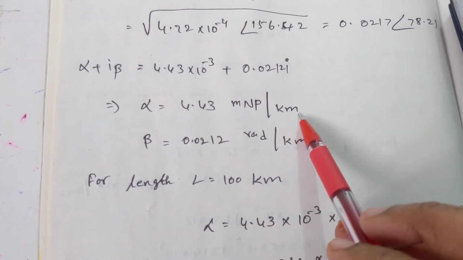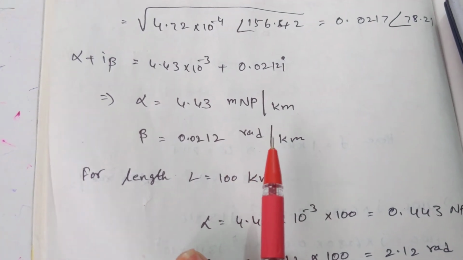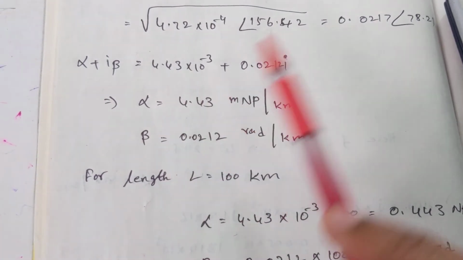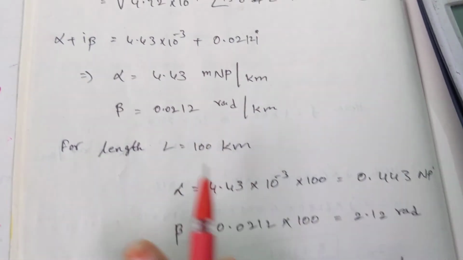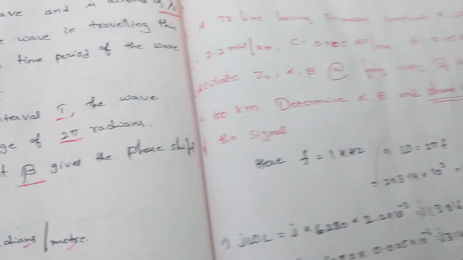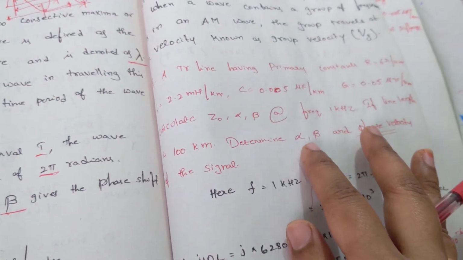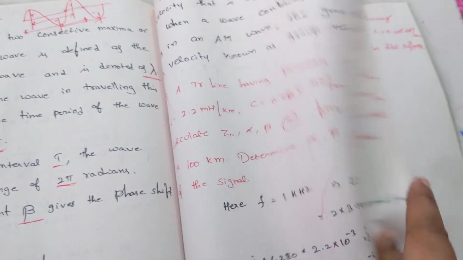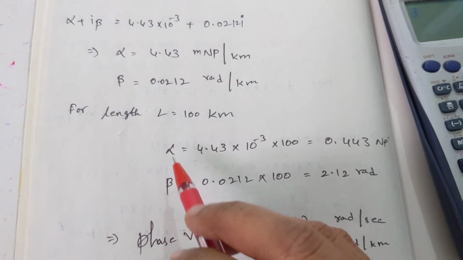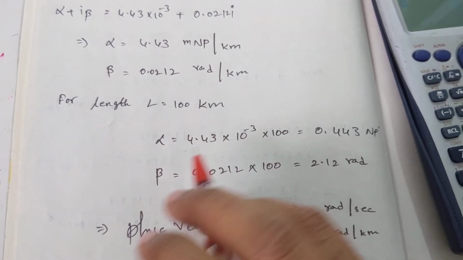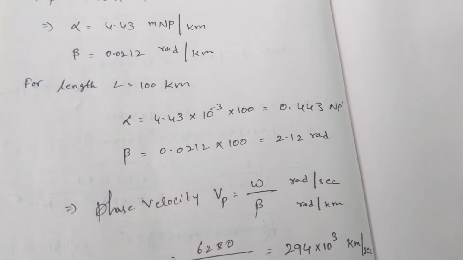These are the values per kilometer, because they mention the R, L and G, C values per kilometer. That's why the alpha and beta values are also per kilometer. Now in the problem they mentioned a length of 100 kilometers, determine alpha and beta. Suppose you are supposed to find alpha and beta for a length equal to 100 kilometers, and they ask you to find your phase velocity.